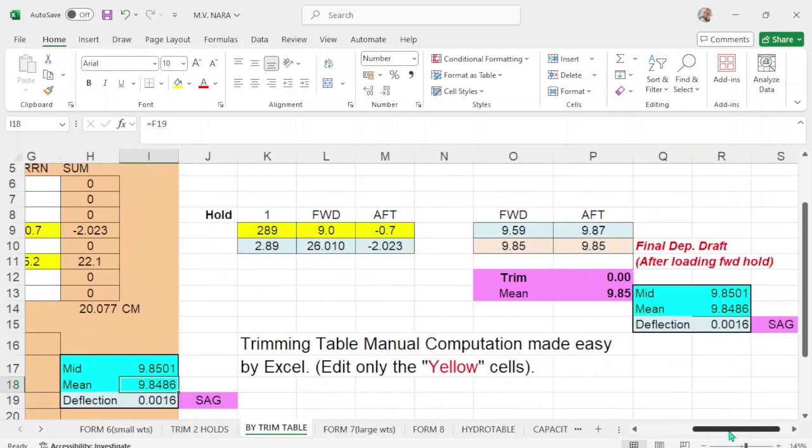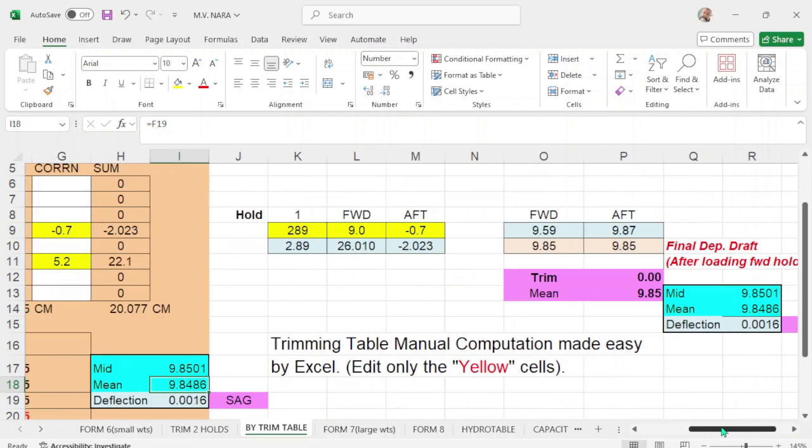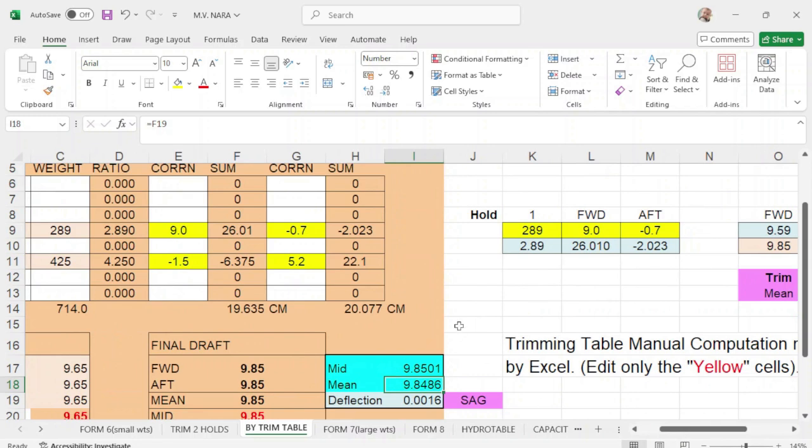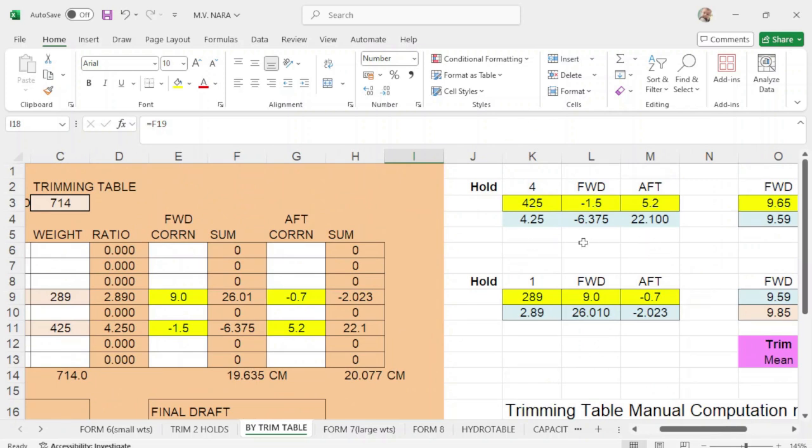Then here's another solution, and take note, you load first in number 4 so that you will have a good trim, which is 425. The forward correction is negative 1.5, and up correction is 5.2. After completing loading number 4, then you load in number 1, which is 289. Here your forward correction is 9, and up correction is negative 0.7.